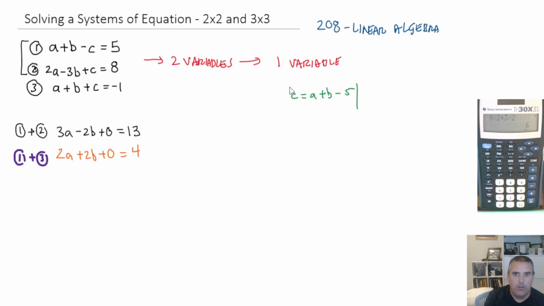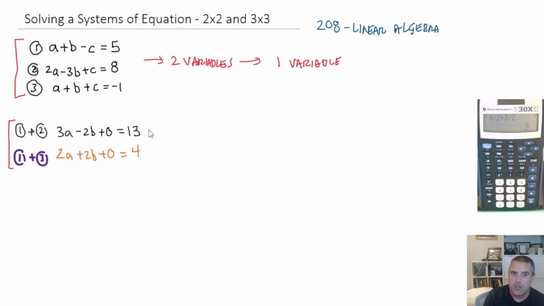That's the goal. So the goal is to go from 3 variables and 3 equations. This is essentially the goal of all solving. Reduce it down to 1 variable, and then you'll have it. Now at that point I have 2 variables, so I'm sort of back to the drawing board.